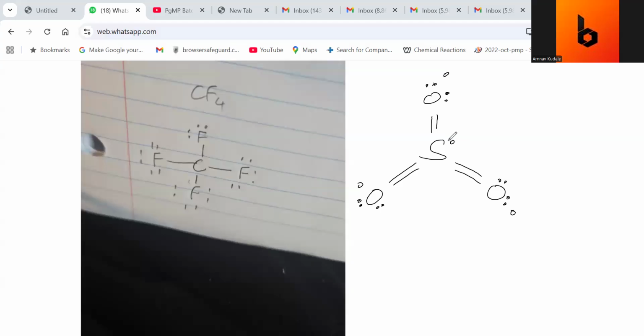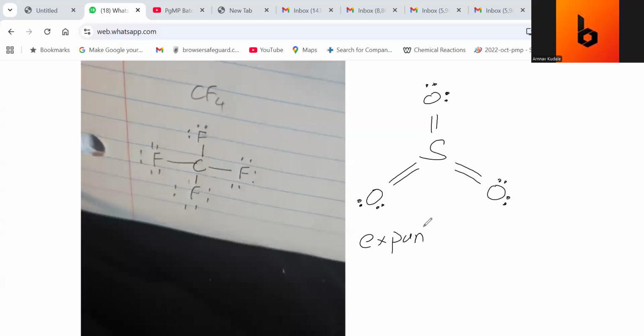What did I tell you? A simple way to remember for oxygen: if you see 3 lone pairs, it means there is a minus 1 formal charge. But in this structure that I have made, there is 0 formal charge, so that means this is more stable. Is that clear? Yes, sir. Clear.